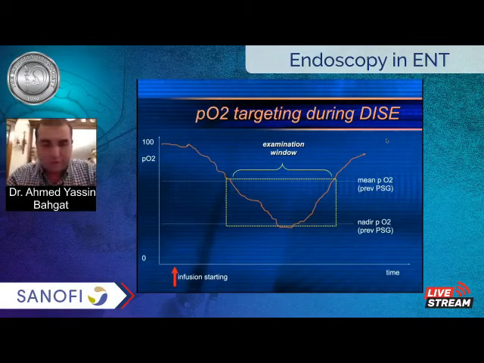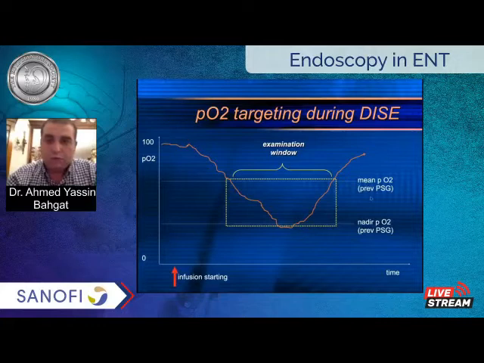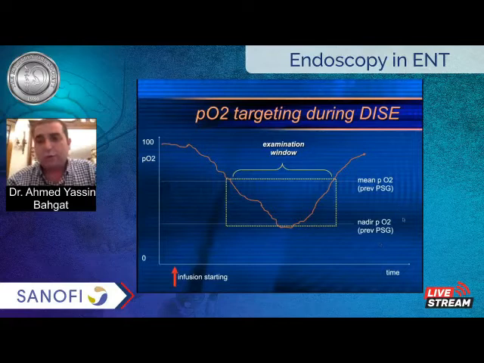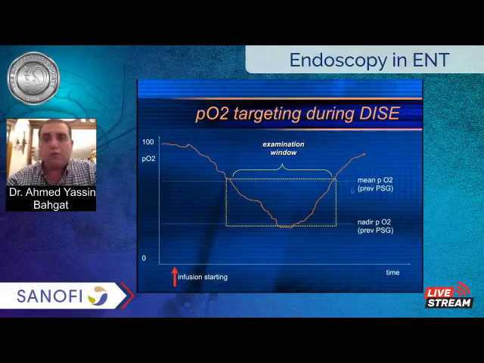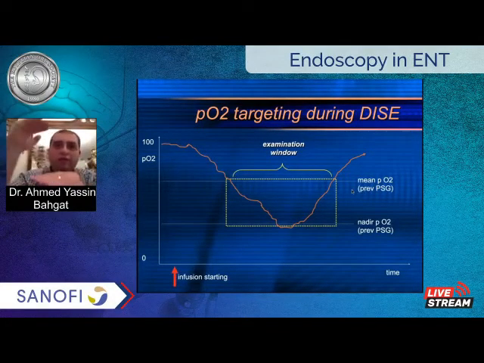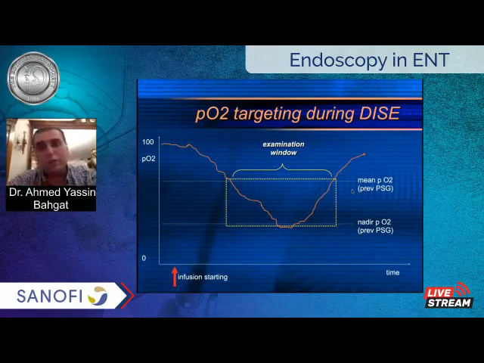When you perform sleep endoscopy, it's better to have a report of the sleep study polysomnography that you have before. Look at the sleep study, at the mean oxygen saturation during the study without propofol, and the lowest oxygen saturation, what we call the nadir. And you should examine the patient between these two saturations. For example, if the mean oxygen saturation is 95 and the lowest oxygen saturation is 75, then between 75 and 95 is the area where you can examine. But if the saturation drops below 75, this is induced by propofol.